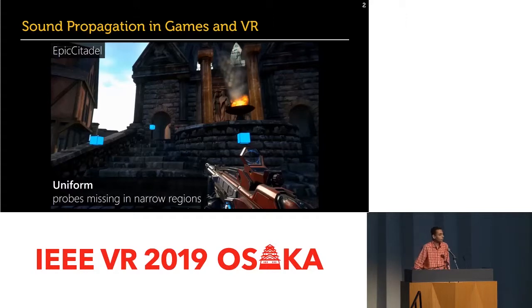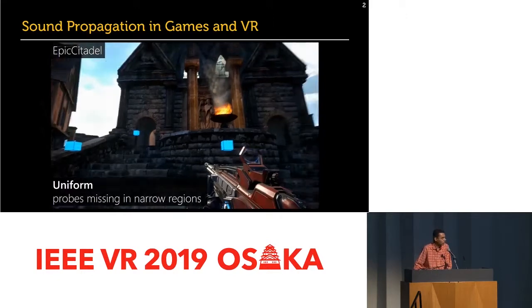We use precomputed systems to perform the expensive transport simulation offline at a sample set of probe locations. Here, the blue boxes represent the probe locations. At runtime, the acoustic parameters from these probes are interpolated to the player location. Here is a demo of one such system.